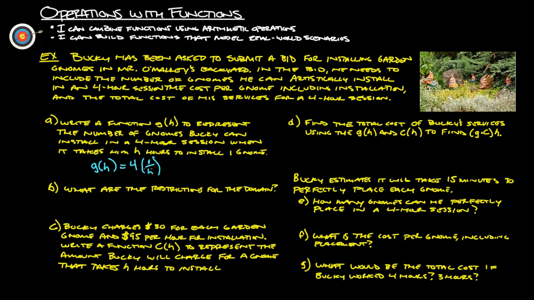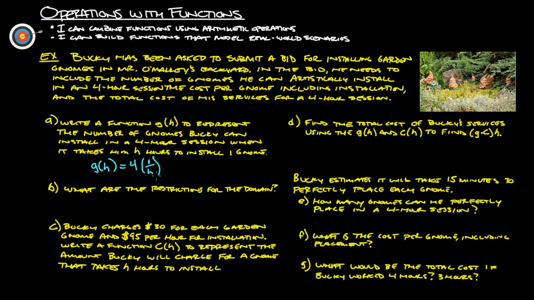this is probably one of the trickiest parts, coming up with the rate. It's almost always going to be 1 divided by however long it takes to install a gnome, or whatever you're installing.